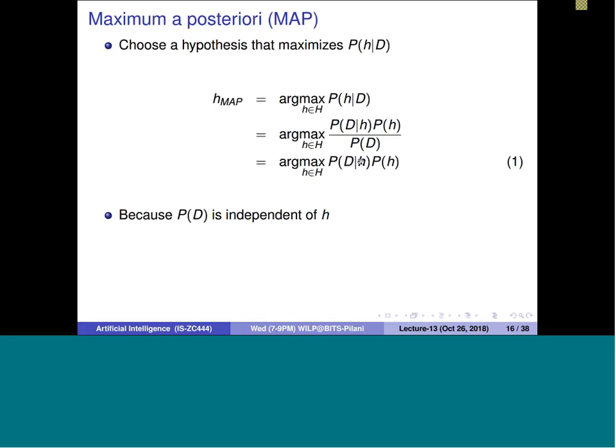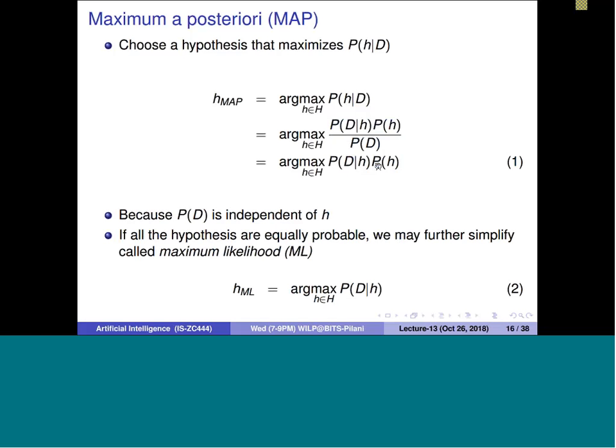But sometimes the probability of the hypothesis is not known to us. So if every hypothesis is equally probable, then this particular term is not required. And when we search for the hypothesis that maximizes the probability of D given H, that hypothesis is called the maximum likelihood hypothesis, or ML hypothesis, and it is argmax over H of probability of D given H. A lot of mathematics, so I hope you understand this.